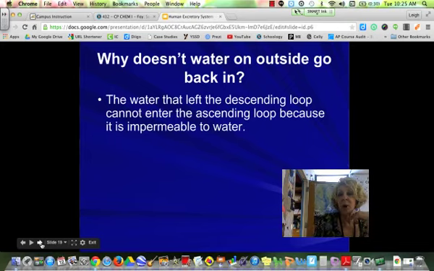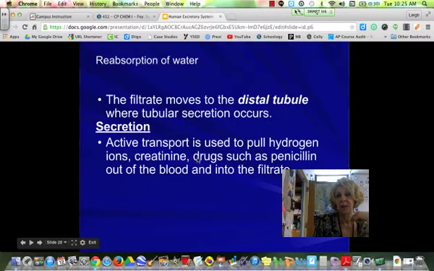And the reason why the water doesn't go where it's not supposed to is there's certain parts of the loop of Henle and the tubule that are not permeable to water. And so water is corralled back into the blood the way that the body wants it to be.